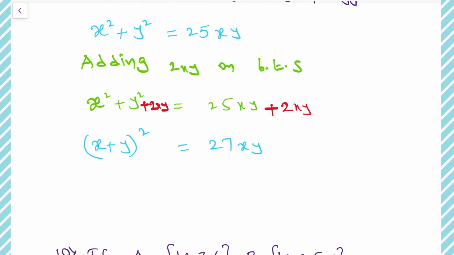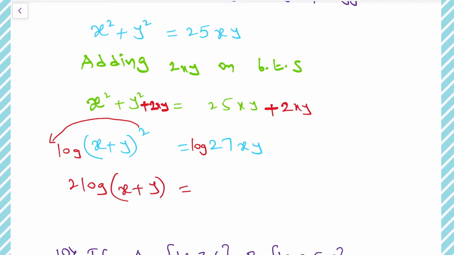Now I will add log on both the sides. So here logarithm, here also logarithm. Now here the power is for the main number, it will come to the front as it is. So it will remain 2 log of x plus y is equal to log 27xy. Here it is multiplication. So if multiplication is there, means it becomes addition. Then log 27 plus log x plus log y.